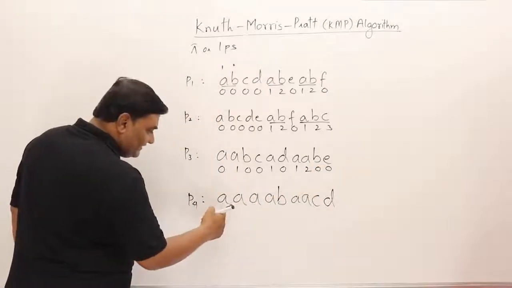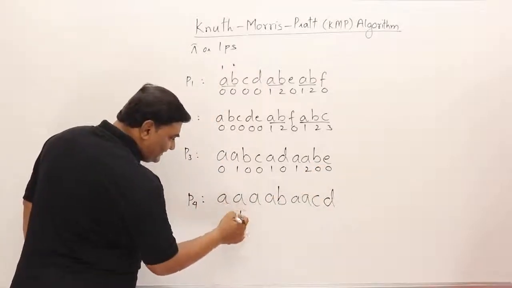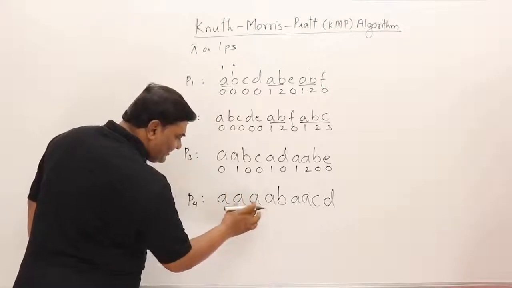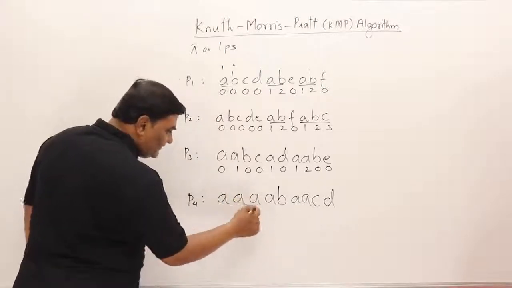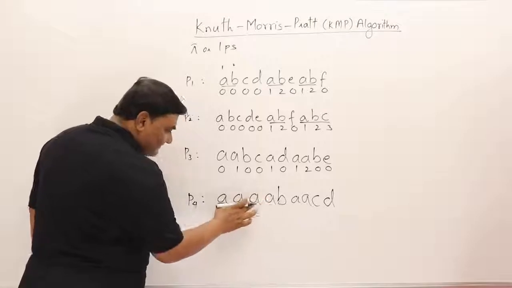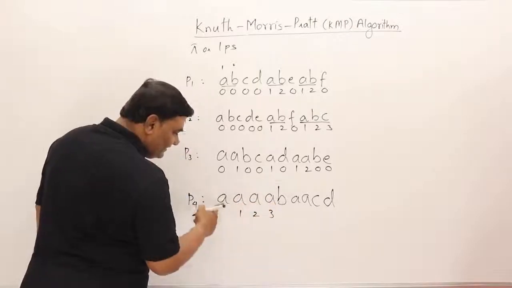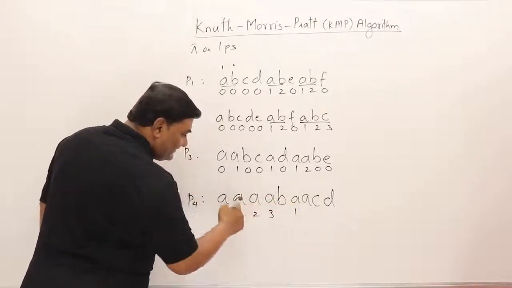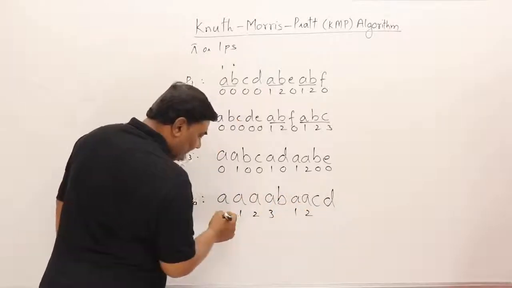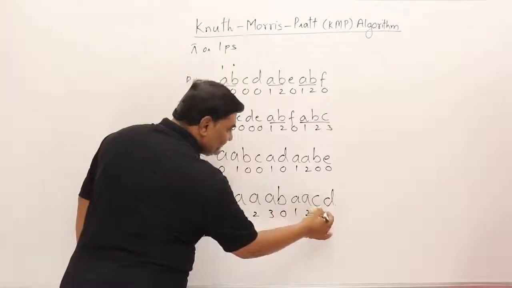What about this? A is appearing here, 1. And this A is also appearing. So from here if you take, this is matching with this 2. So 2. And these 3 are matching with this 3. So take 3. Then anywhere else, yes, A is appearing here. The next A is also same. So 2. And rest of all the values are zeros.